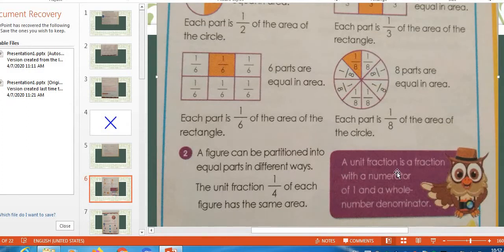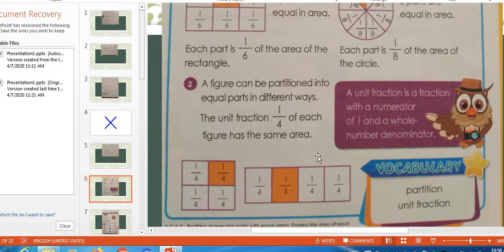A unit fraction is a fraction with a numerator of 1 and a whole number denominator. Thank you, Suka. A figure can be partitioned into equal parts in different ways. The unit fraction, here quarter, of each figure has the same area.